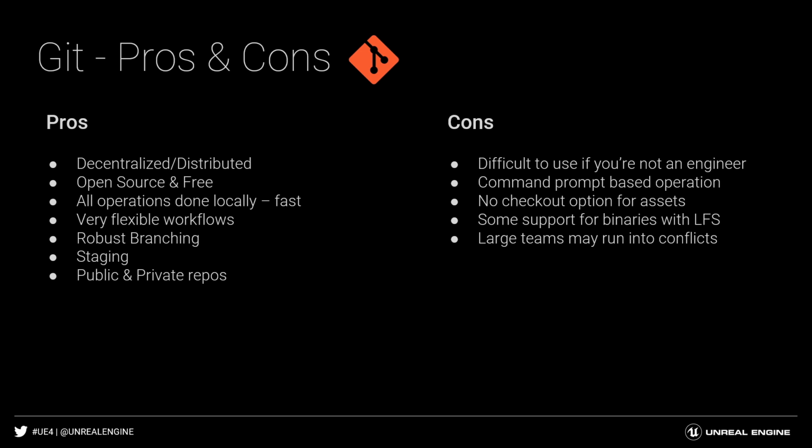In the Pro category, Git is a decentralized or distributed version control system. What this means is that every user will download a local copy or create a local repository of the remote. Because of this, it's incredibly fast. All the operations the user would do are done locally. So adding files to the repository and committing those files, all of that is done locally in their local repository.